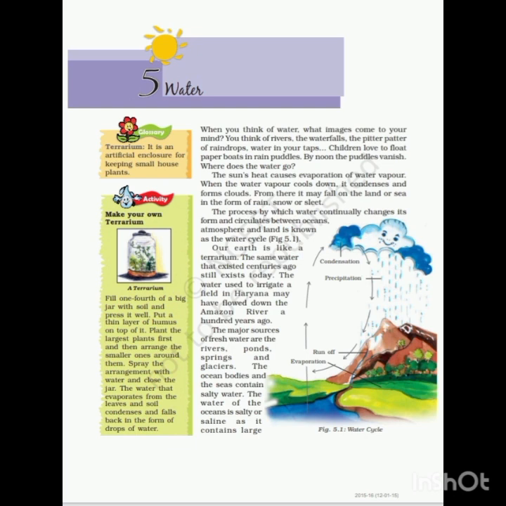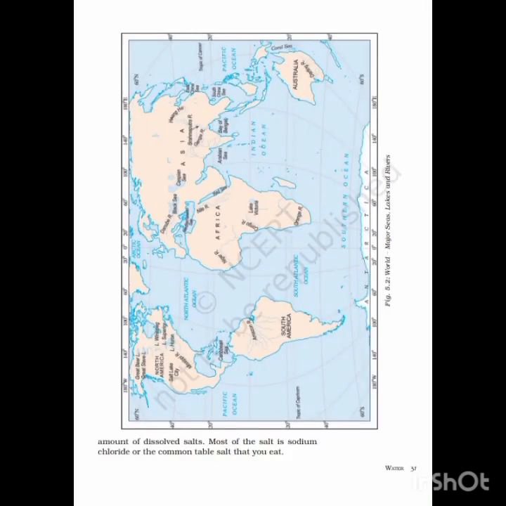Now, you should know that the major sources of fresh water are rivers, ponds, springs, and glaciers. Then the ocean bodies and seas basically contain salty water, which is also called saline. The water of the ocean is salty or saline, as it contains a large amount of dissolved salts. Mostly they comprise sodium chloride, or the common table salt that we can eat.